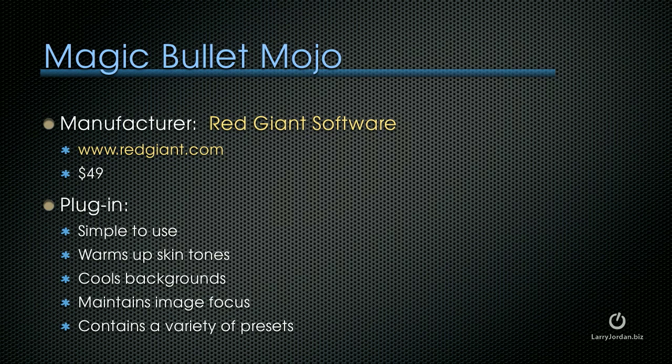Let's shift gears out of standalone applications into programs that enhance the look of our images. These are designed for people that really don't understand color correction. They just want their images to look better, different, outstanding, without having to get into how a color corrector works. Probably the easiest way to start is Magic Bullet Mojo. It's manufactured by Red Giant Software at redgiant.com. It's a $49 application. It's simple to use. It's a plug-in. It warms up skin tones, cools backgrounds, and makes sure to maintain the image focus. And the good news is it works with a variety of presets, so you don't even have to understand how it works to be able to take advantage of it.